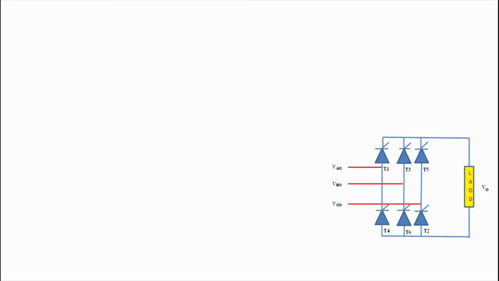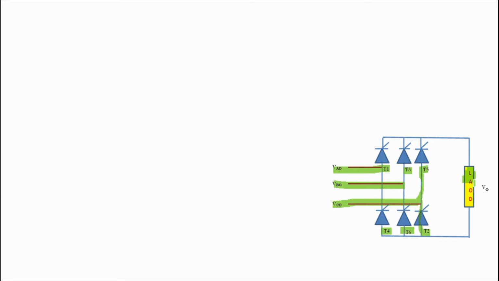Here six thyristors are arranged in the form of a bridge and here VA0, that is phase voltage of phase A, is applied to the anode of thyristor T1 and cathode of thyristor T4. VB0 is applied to anode of thyristor T3 and cathode of thyristor T6, and VC0 is applied to the anode of thyristor T5 and cathode of thyristor T2.